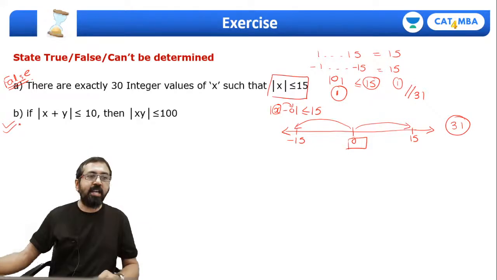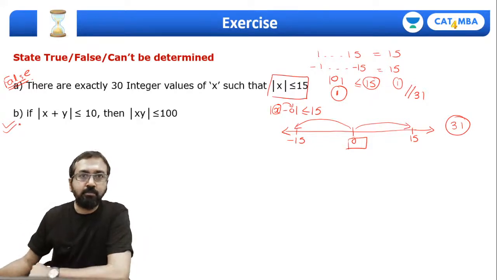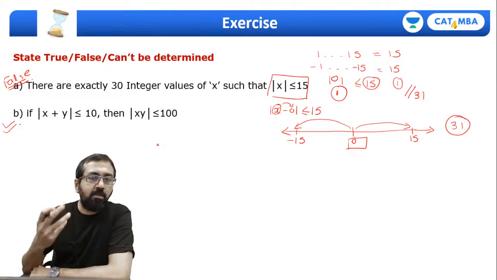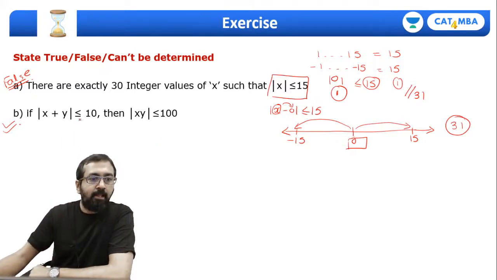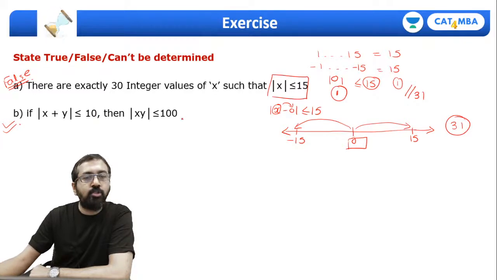What's your answer for second question? Is it true or false? I'm waiting, guys. It should not take more time. I mean, you need to think numbers quickly. Mod of x plus y is less than or equal to 10. Then x into y is always less than or equal to 100. Is it true?